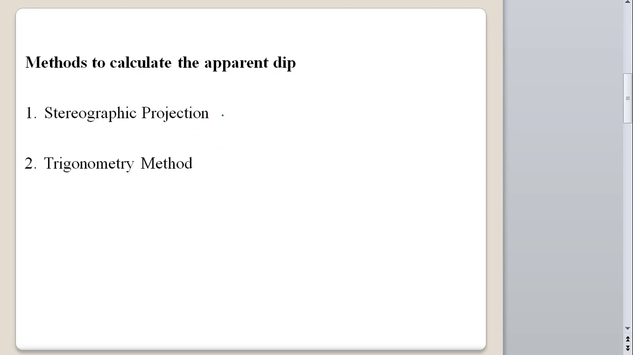Stereographic projection is also known as the graphic method, but this is useful only for a few data, or we can say a handful of data. If we have very large numbers of data or calculations, we can't apply the stereographic projection method to measure the apparent dip with more accuracy. Why am I saying this one is more accurate?